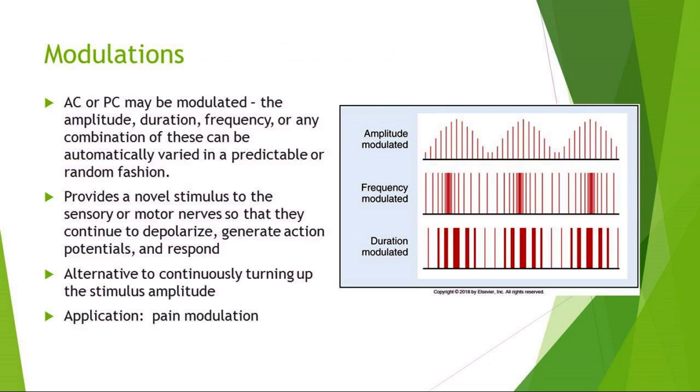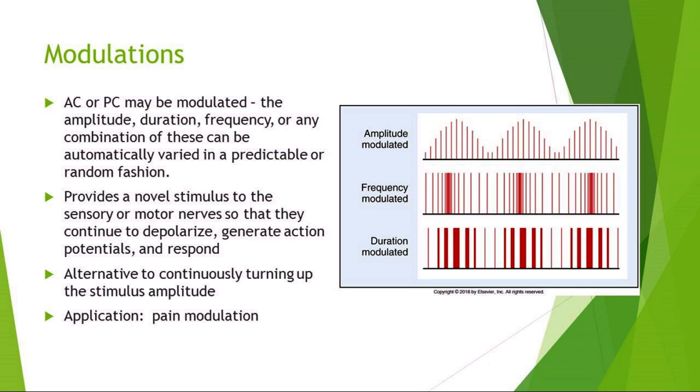So in alternating current and pulse current may be modulated. The amplitude, duration, or frequency, or any combination of those three, can be automatically varied in a predictable or a random fashion. And those are settings that you can set on the machine. So the idea of modulating is to provide a novel stimulus to the sensory or motor nerves so they continue to depolarize and generate action potentials and respond. So if you keep changing it up, the nerve doesn't accommodate as quickly.